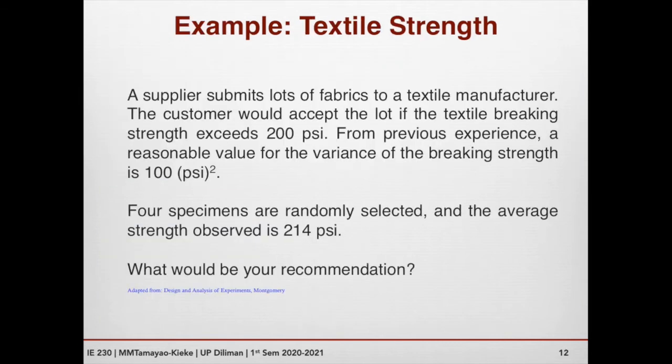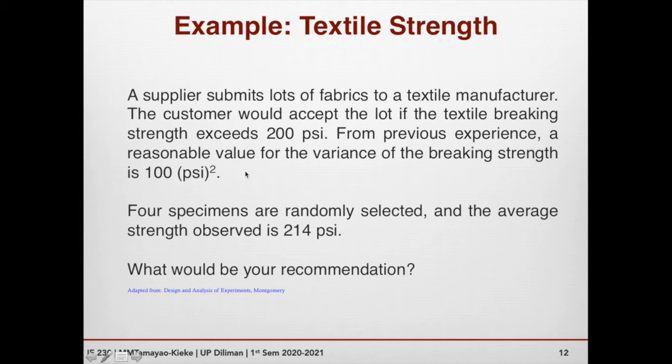All right, so let's look at this example on textile strength. A supplier submits lots of fabrics to a textile manufacturer. The customer would accept the lot if the textile breaking strength exceeds 200 psi. From previous experience, a reasonable value for the variance of the breaking strength is 100 psi squared. Four specimens are randomly selected, and the average strength observed is 214 psi. What would be your recommendation?